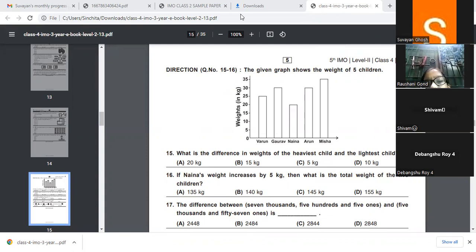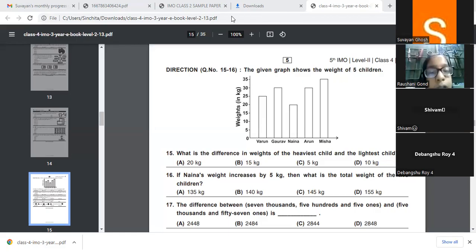Very good. Excellent, Debangshu. So what you have to do, Roshni, you have to find out the difference between the heaviest and the lightest child. First, you have to find out who is the heaviest and what is his or her weight. Similarly, you have to find out who is the lightest and what is his or her weight. Since it is telling difference, which method will you follow, Roshni? Beta, addition, subtraction, division, multiplication, which method? Adding? No, adding is total. If you have to find out the difference, then what you have to do? Subtracting. Very good. Do the subtraction.